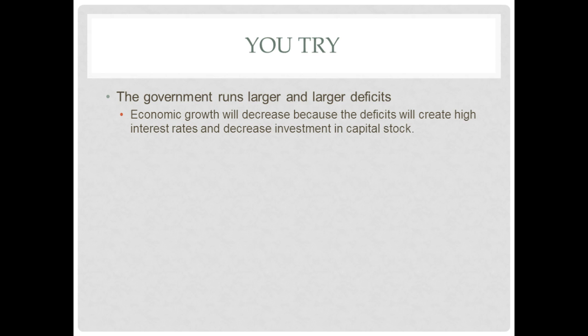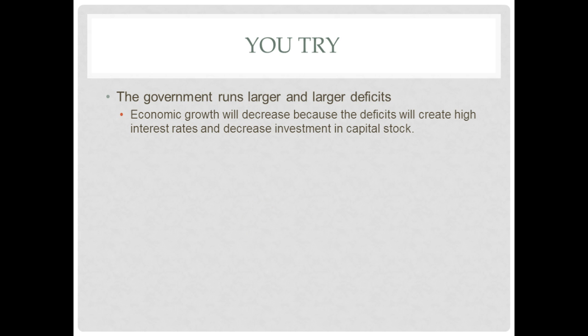All right, now let's have you try one. The government runs larger and larger deficits. Stop the recording and try to figure out what exactly is going on here. Okay, the government runs larger and larger deficits. Now, if we're thinking about deficits, we should be thinking about that loanable funds market. And what do deficits do? They create higher interest rates by decreasing the supply of loanable funds. So, economic growth will decrease because the deficits will create high interest rates and decrease investment in capital stock.